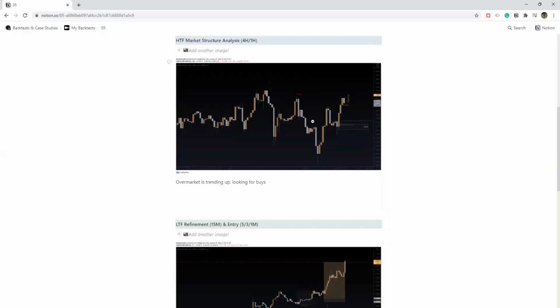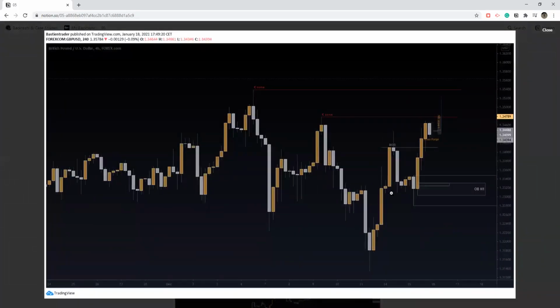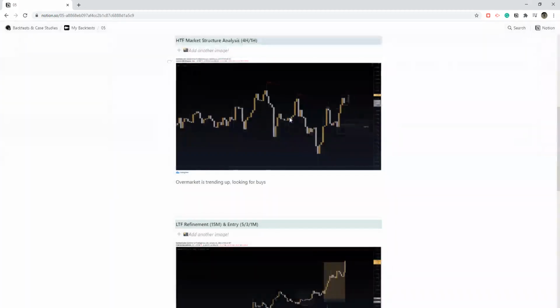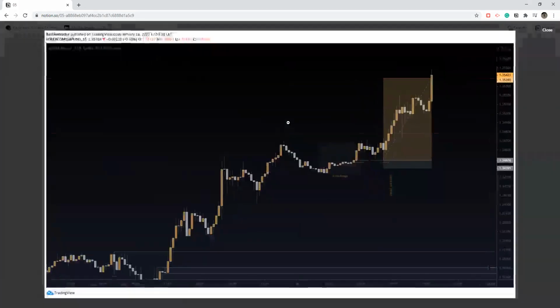Let's see. Overall market is trending up, looking for buys. Let's see. Yeah, right now we're tapping into this area right here. So it first reacted, it failed to make a lower low. So right now we're definitely looking for buys. Yes, because we've actually broke the structure. You have your full hourly OB right there, hourly OB right here as well. But you're looking for buys. So let's see actually how it's going to set up.